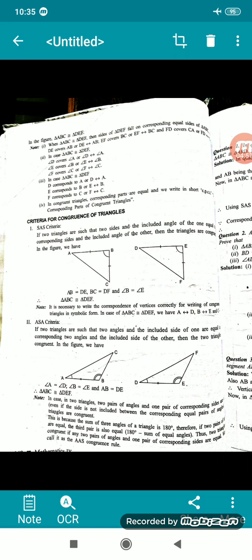Now we start with the criteria for congruence of triangles. Very important, you should know it. SAS, side angle side. See in the figure, I am taking AB and BC. Next triangle DE and EF. So which is the included angle? B and E. So AB is congruent to DE, BC is congruent to EF, and angle B is congruent to angle E. So we say both the triangles are congruent by which criteria? SAS.